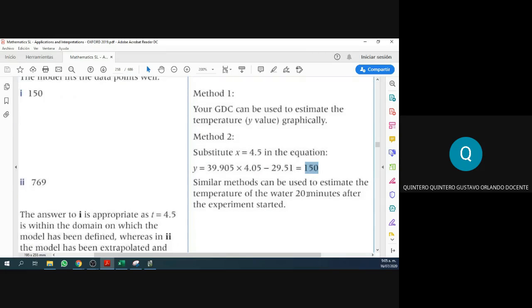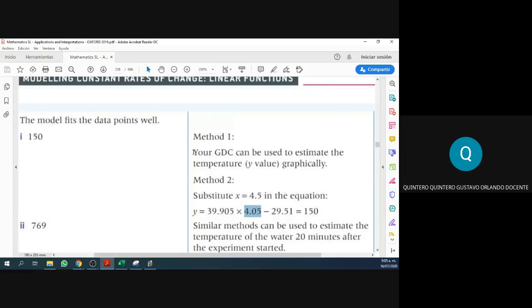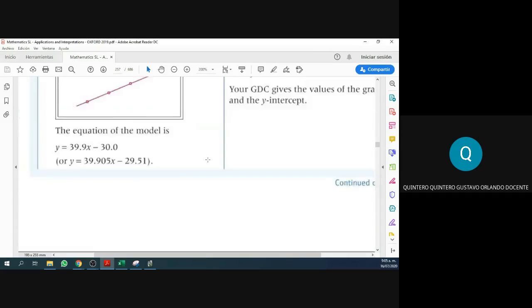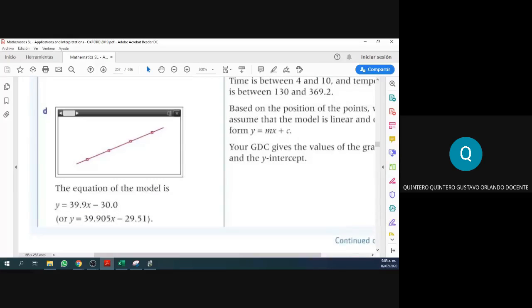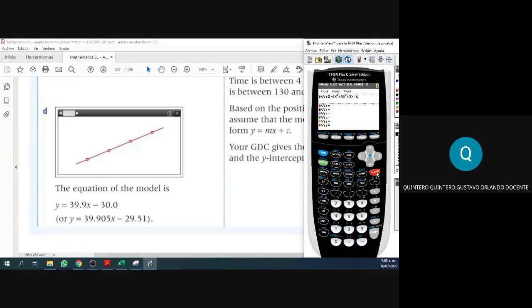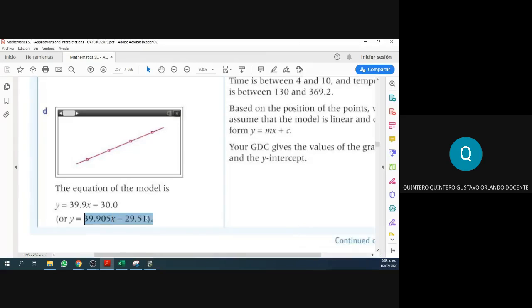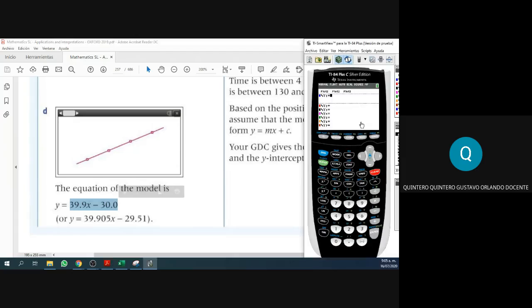The same method, we can use it to find the value for 20 minutes. Take the function and replace, instead of x, replace 20 minutes. That is it. Now, how can you do it graphically? This is how. Take a look at the screen, please. From here, graphically means graph. So you're going to have to graph the function, right? I'm going to use this one here. That is the function I'm going to use. So 39.9x, right?